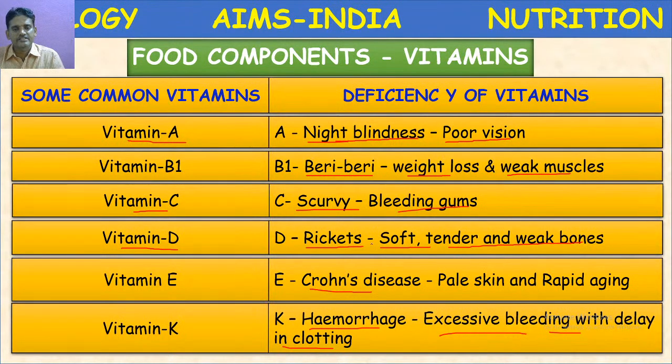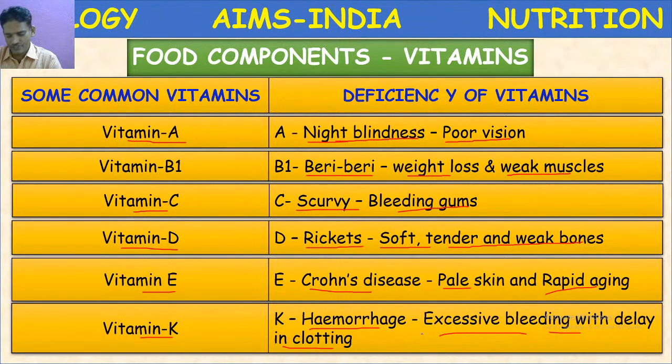So in this rickets, the child's long bones, leg bones become bow-like. Bended bones is also one of the symptoms of rickets. Vitamin E deficiency, pale skin and rapid aging is one of the symptoms. Vitamin K deficiency leads to hemorrhage or excessive bleeding with a delay in clotting.